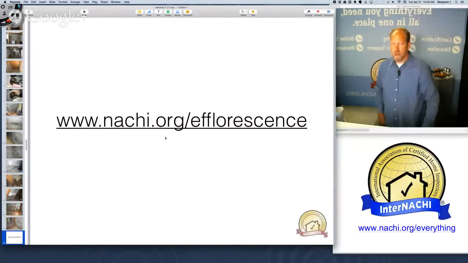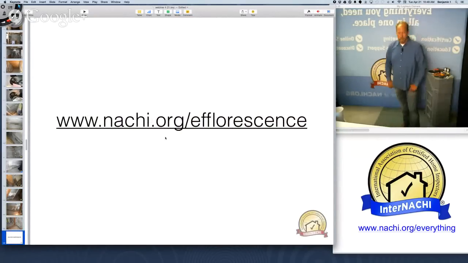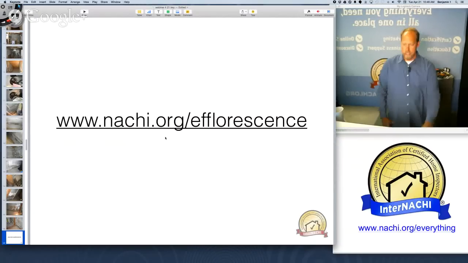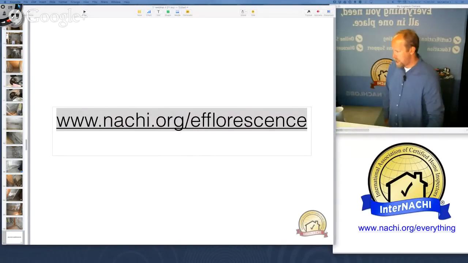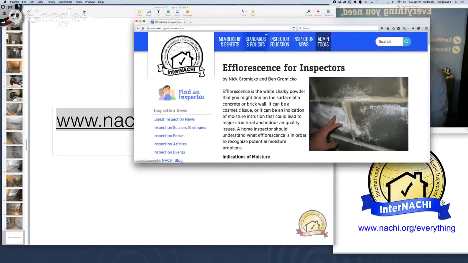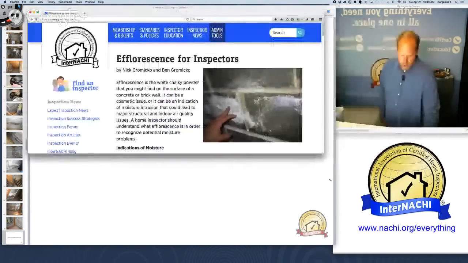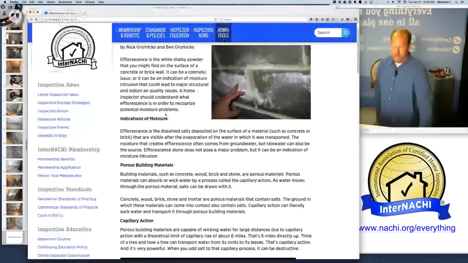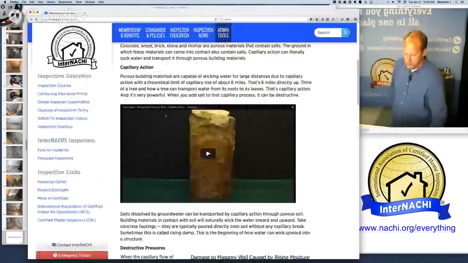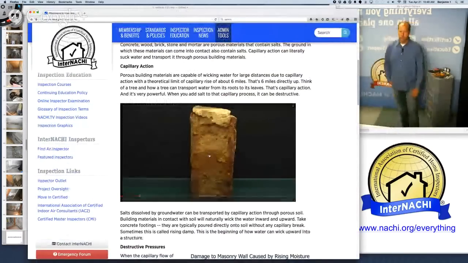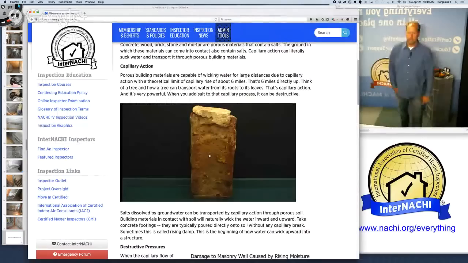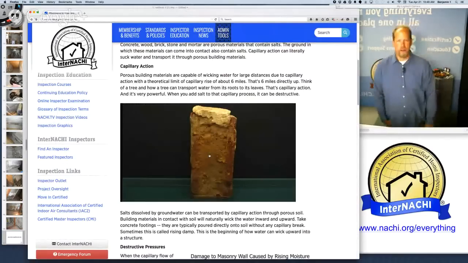Well, if you go to nachi.org/efflorescence, you get to a nice article about what efflorescence is, what that white stuff is. And here it is. So here's the article, and it describes what efflorescence is. It also has a really cool video about how porous materials like this wick water using a capillary process.